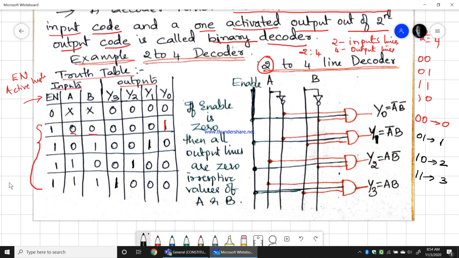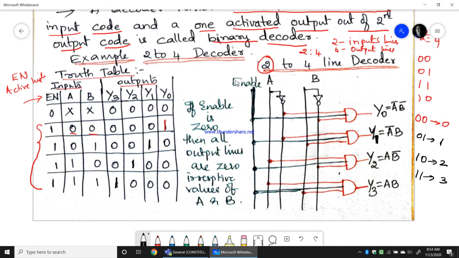Now if I need to write the expressions for this, what is Y0? Y0 is 1, and for all other 3 conditions it is 0. Therefore this one is obtained by A bar and B bar, because A and B is 0 0. Therefore Y0 is A bar B bar. Similarly Y1 is 1 here and all others are 0 here. Therefore this one is obtained when 0 1, which is A bar B. Therefore Y1 is A bar B.